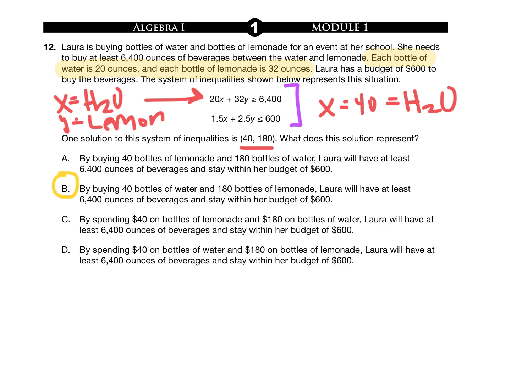So when I look at my 4 answer choices, just with that little piece of information, A starts off with 40 bottles of lemonade. Can't be that. B's looking pretty good. C is talking about $40 spent on lemonade and $180 on bottles of water, but this wasn't about money. The second inequality was about money, but our x and y is clearly about how much water and lemonade I bought. So it can't be C or D as my answer choices there. And then B would be your best answer.